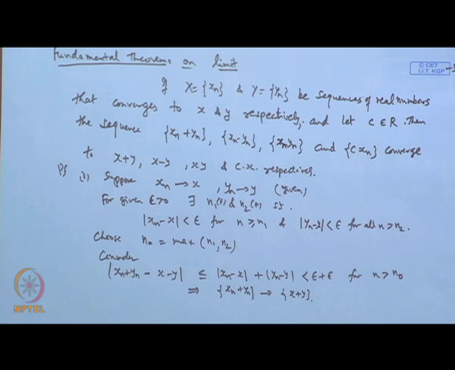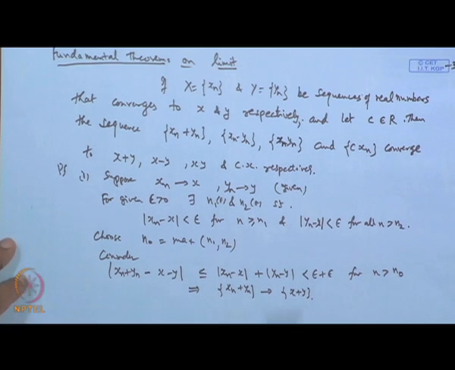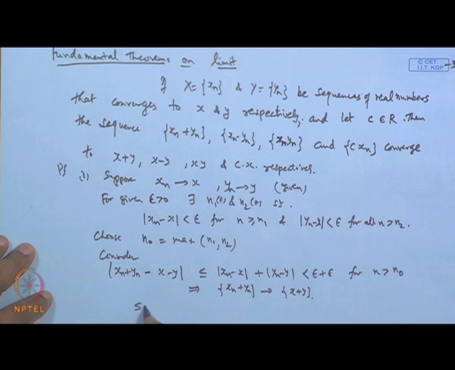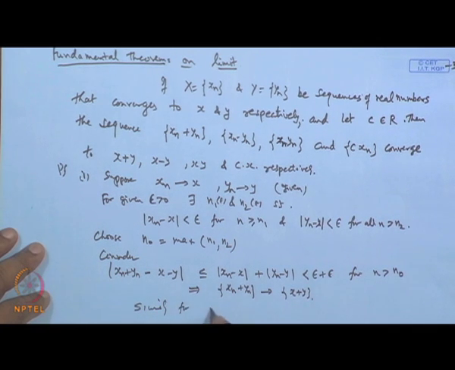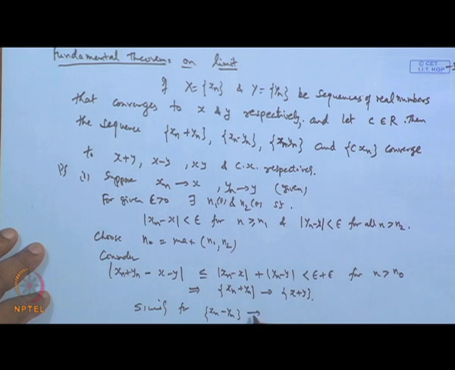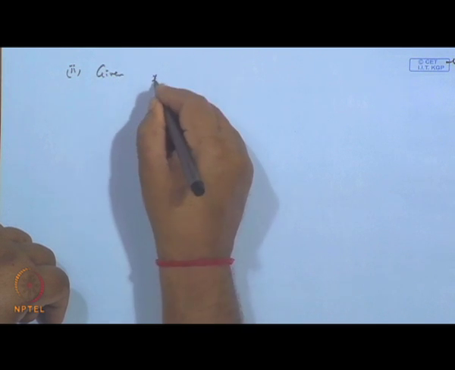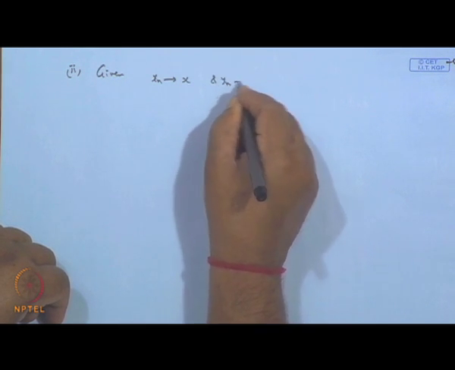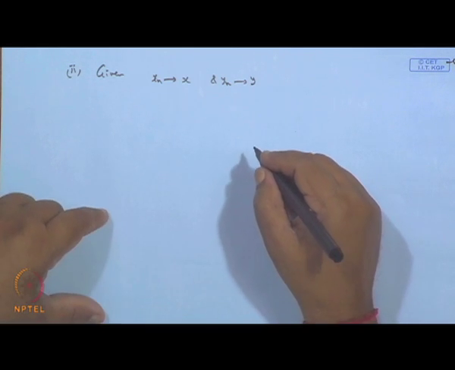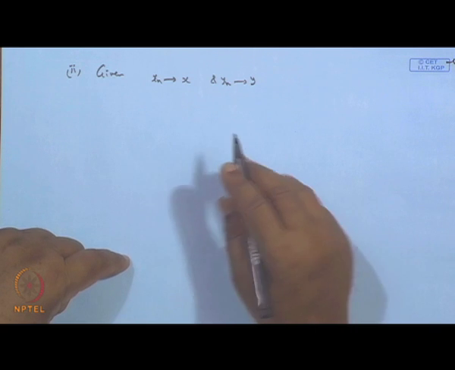Okay. Similarly, for the second one, for x n minus y n, this sequence will go to x minus y. Proof will be the same. Then, for x n y n, let us take this sequence. Given, x n converges to x and y n converges to y. So, we want to show that this converges to x y.